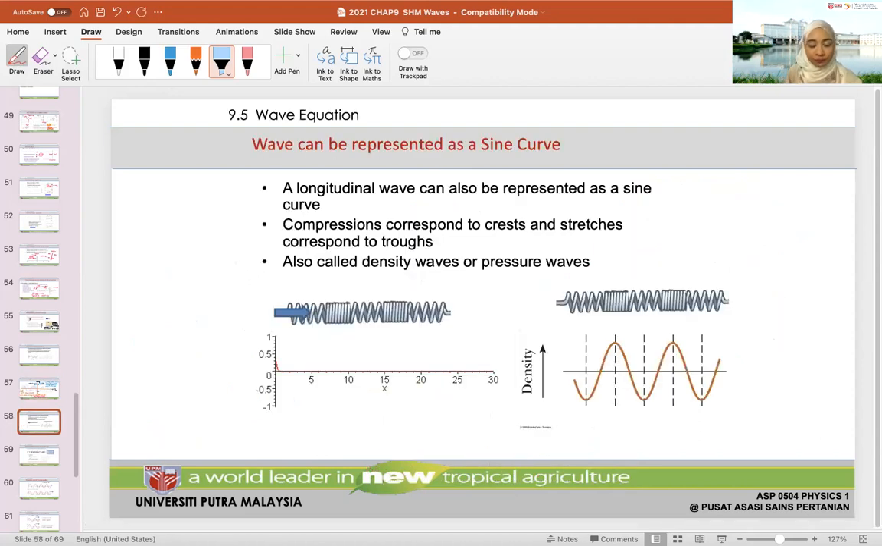Okay. Moving on. So wave can be represented as a sine curve. I told you before, either transverse or longitudinal. You can describe it as a sinusoidal curve, and a sinusoidal curve can be represented mathematically. So a longitudinal wave can also be represented as a sine curve. Compressions correspond to crests and stretches correspond to troughs. We already know this. Also called density waves or pressure waves.